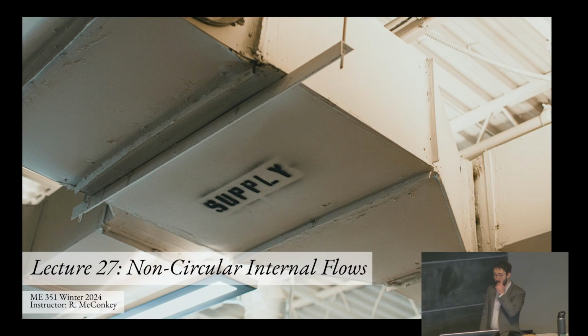Non-circular internal flows are quite common, as you see here. Some ducting, I would say that's the most common application. Maybe can anyone think of an advantage of a non-circular cross section versus a circular cross section, maybe within the context of HVAC? Why are ducts square?